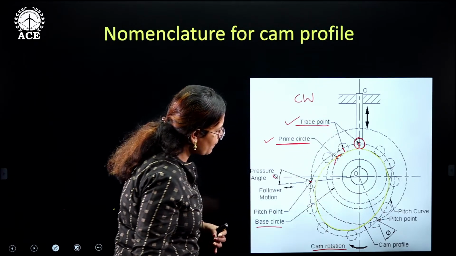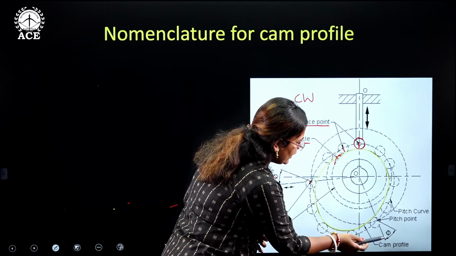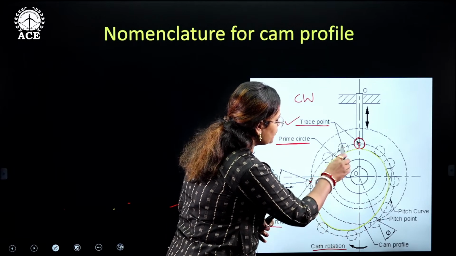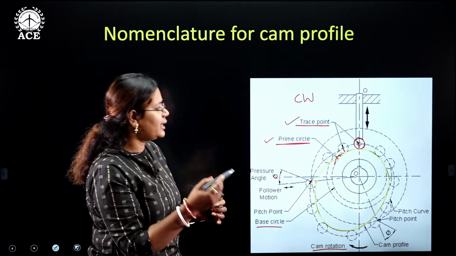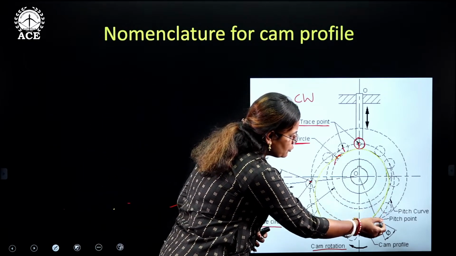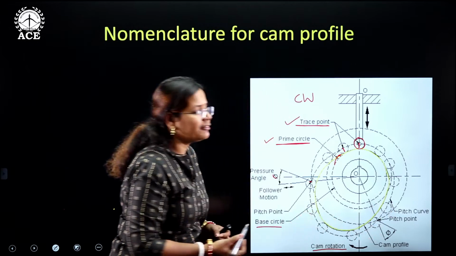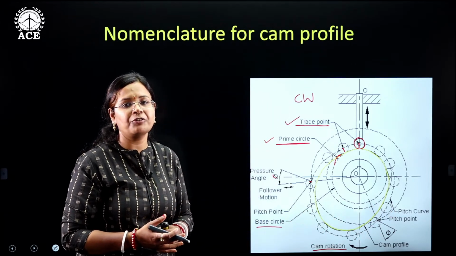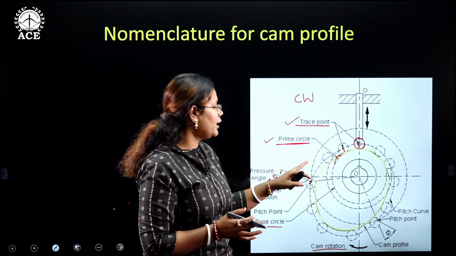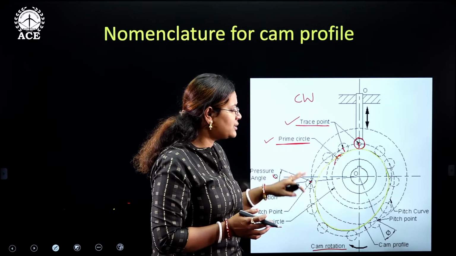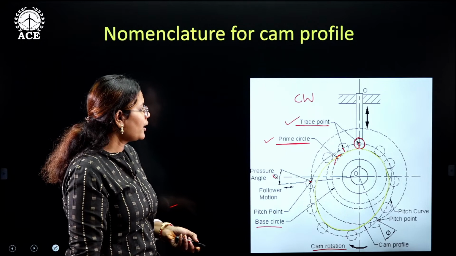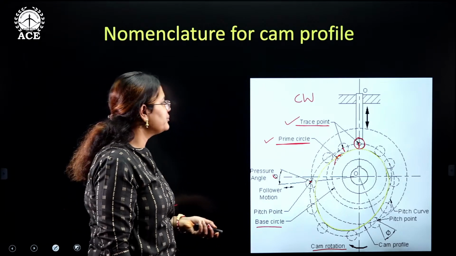I told you about a cam profile. This is the pitch curve, which passes through the center of the roller and is always equidistant or parallel to the cam profile. We should draw this pitch curve whenever they ask for the construction of a cam profile and say that the follower is of roller type. We must be aware of that. Okay, so let us learn about each definition.